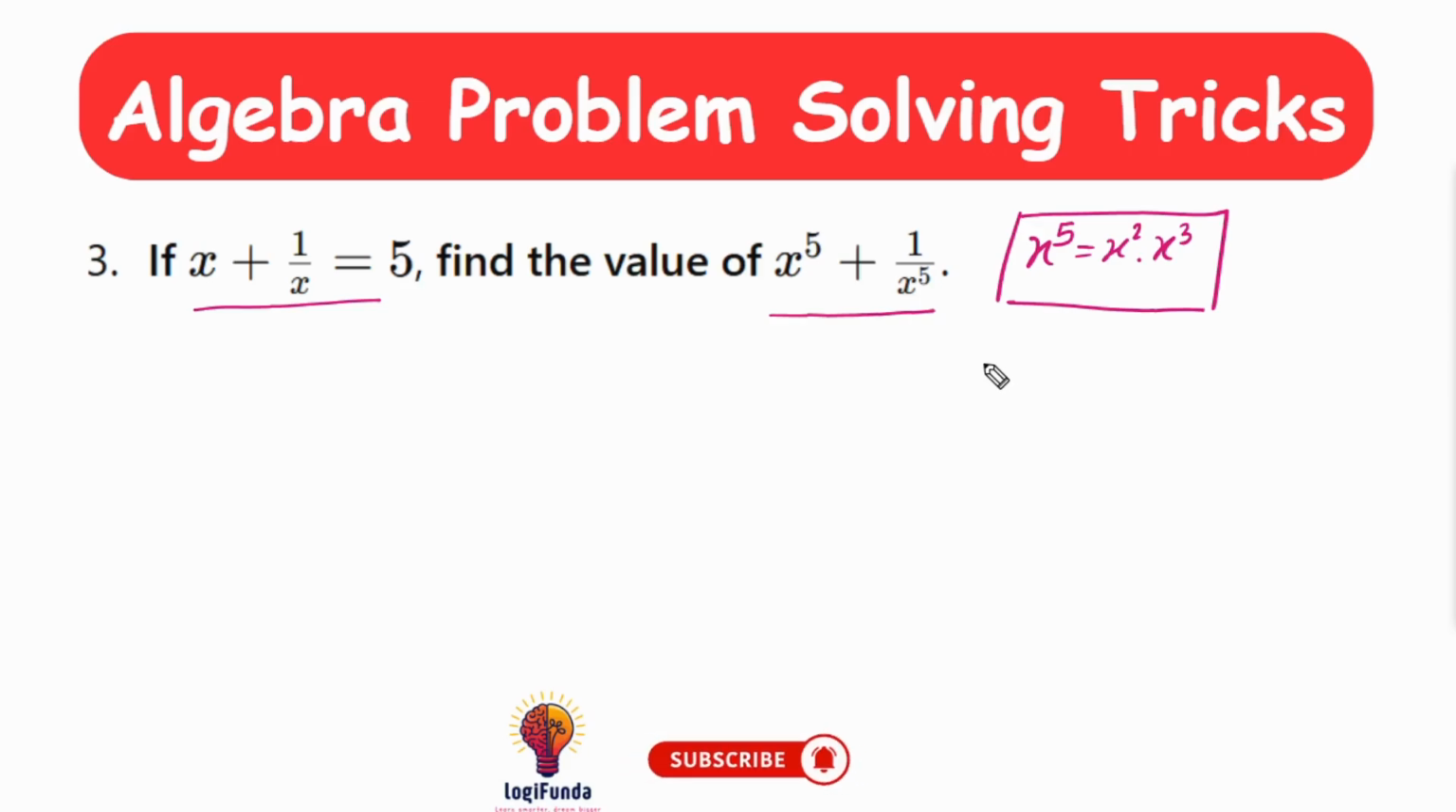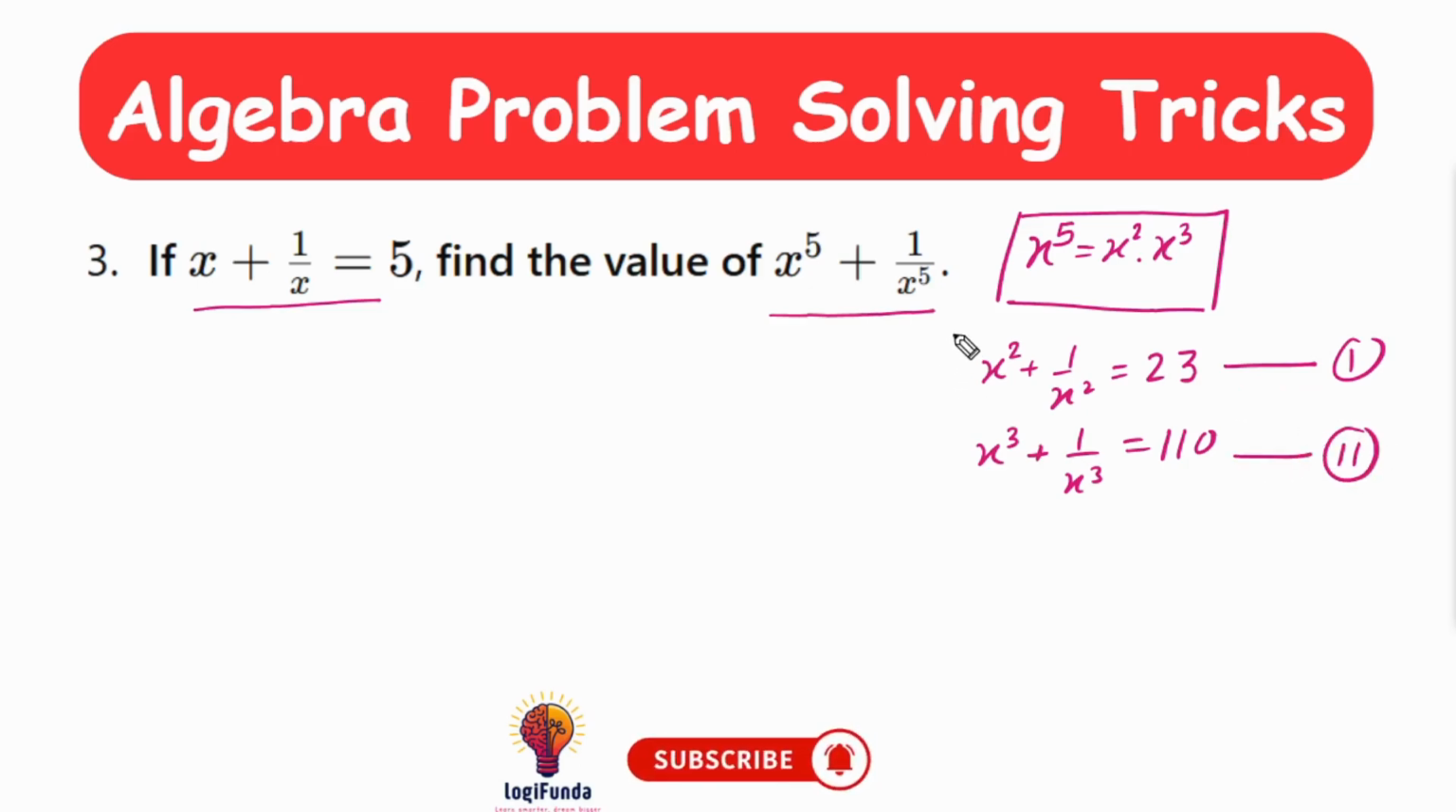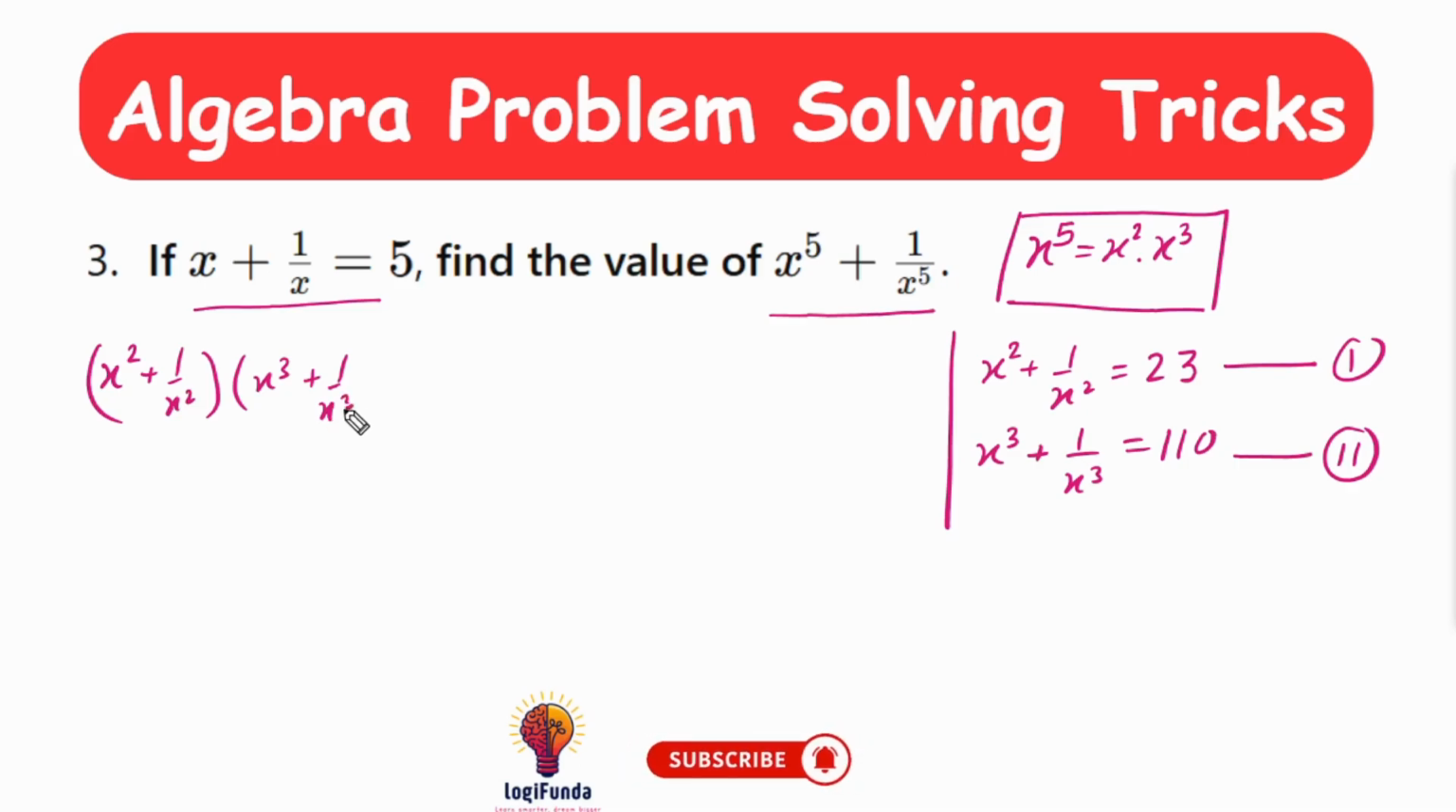Okay, and what is the value that we have received for x square plus 1 by x square? We have received 23. And what is the value of x cube plus 1 by x cube? This is 110. So this is our first equation and this is our second equation. Okay, so now multiply these two equations: x square plus 1 by x square, and then multiply by x cube plus 1 by x cube. Multiply the right hand side also.